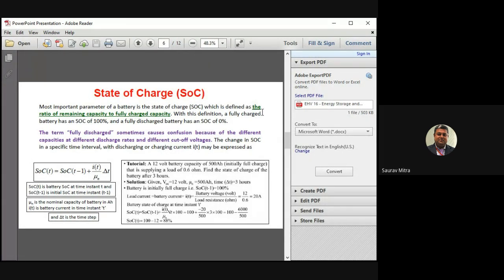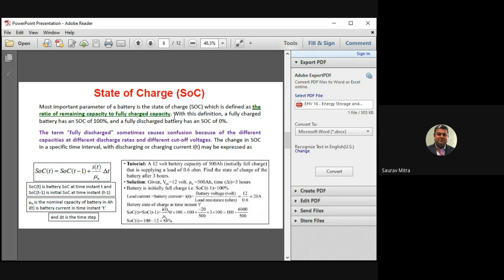So it is defined as the ratio of remaining capacity to the full charge capacity. That means whenever the 2-volt battery is fully charged and showing 2 volt, at that time SOC is 100%. And whenever it is falling to, suppose, 1.7 volt or 1.6 volt, maybe the charge stored is falling to 70%.